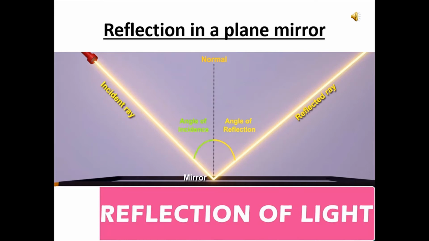The ray of light that strikes the shiny surface is called the incident ray. The ray that bounces off is called the reflected ray. The point at which the incident ray and the reflected ray meet is called the point of incidence. The line perpendicular at the point of incidence is called the normal. The incident ray forms an angle of incidence with the normal, and it is denoted by small i. And the angle that the reflected ray forms with the normal is called the angle of reflection. It is denoted by small r.